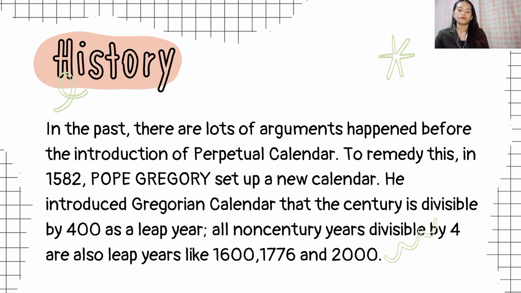So in the past, there were lots of arguments that happened way back then, before the introduction of perpetual calendar. To remedy this, in 1582, Pope Gregory set up a new calendar. He introduced the Gregorian calendar, in which a century year divisible by 400 is a leap year. All non-century years divisible by 4 are also leap years, like 1600s, 1776, and 2000.